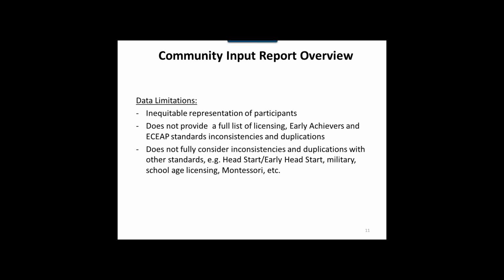For example, Head Start and Early Head Start, military care, school-age licensing, Montessori, and so on. We may need to think about whether we would include in the survey around licensing, Early Achievers, and ECAP additional questions about what types of inconsistencies we may be able to consider right now. It's definitely obvious that we will not be able to consider all of them, but I'm more than sure that there are specific ones that we definitely may consider and align with the new proposed standards.